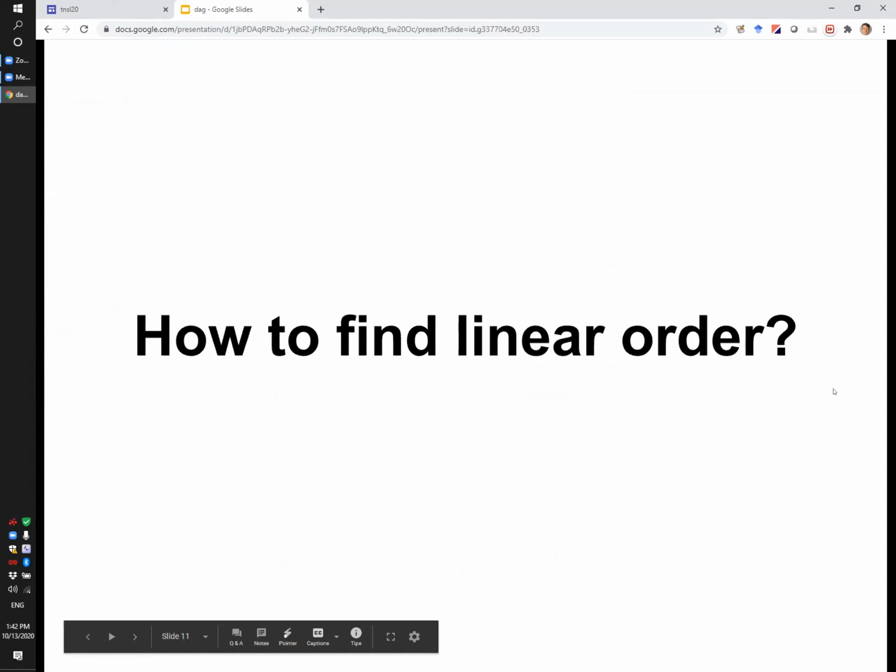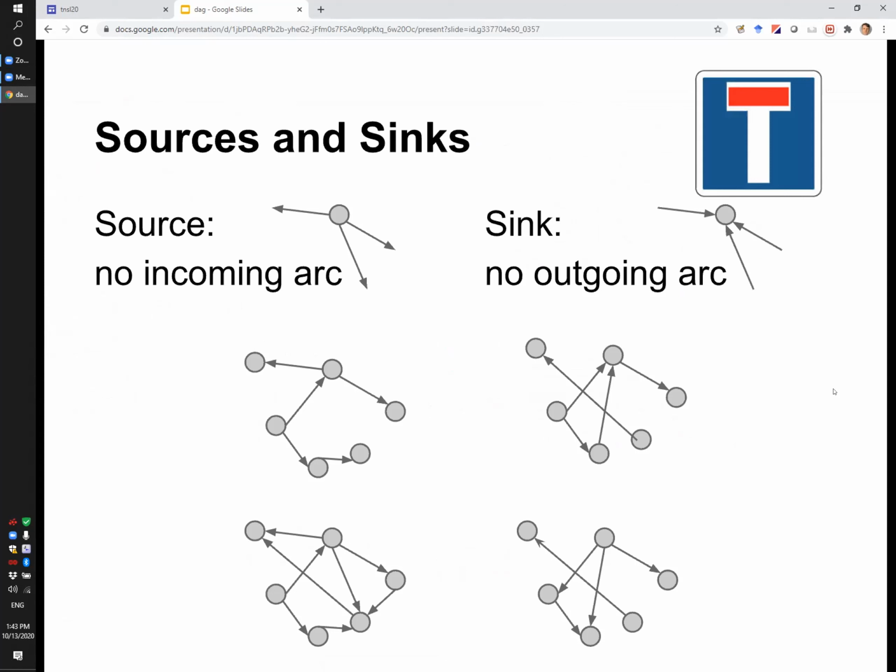So how do you find the linear order? I hope I convinced you that knowing the linear order is important because that's how you execute a project. So how do you find the linear order? To find a linear order, we would have to look at something called sources and sinks. And yes, I know that we had a source and a sink when we were studying maximum flows. The sources and sinks, the way we define them now, are somewhat connected to the source and sinks in the maximum flow, but we don't have to make this connection.